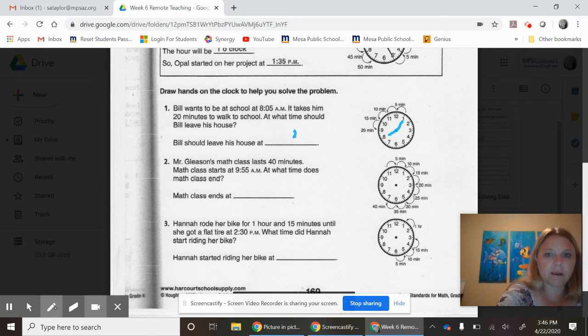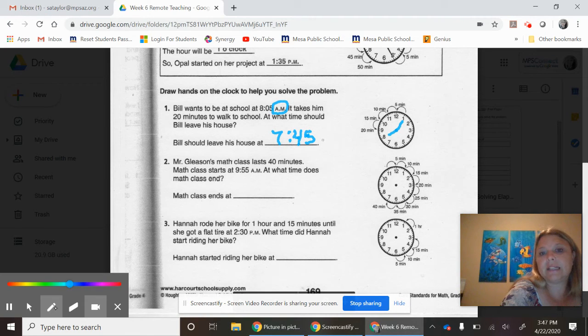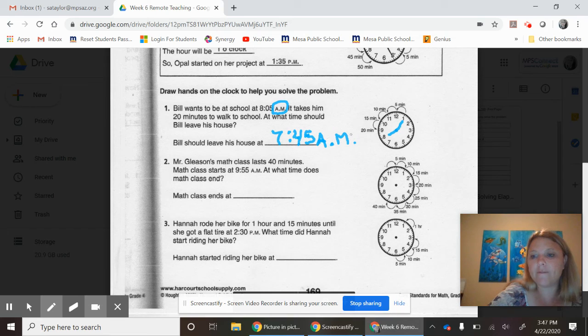So you know that it's going to be 45 as the minute. What's the hour? Well, we know that that minute hand has to go past the 12, so it's no longer going to be 8. It's going to be on the 7. And we're only talking about 20 minutes. So what time of day is it going to be? It's still morning time, so I'm going to make sure I include that label and write AM. So 7:45 a.m. Let's do one more as an example.